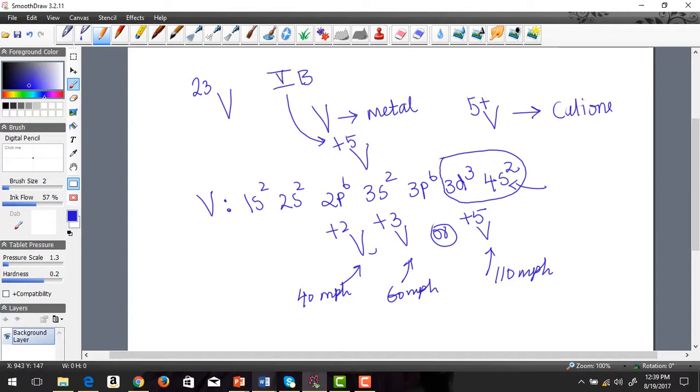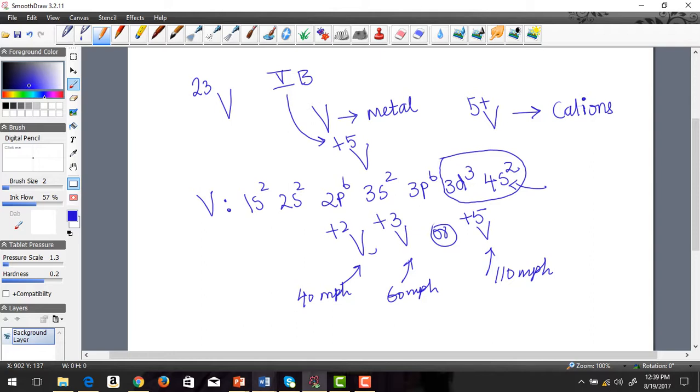So V+5 is a cation because it is positively charged, and metals only make cations. I don't know of an exception where I can think of a metal being a negatively charged species. I have yet to come across one, but if any of you have come across a metal with a negative charge, please post it in the comments. This is for people outside my class, if you're still watching my videos, please feel free to let me know.